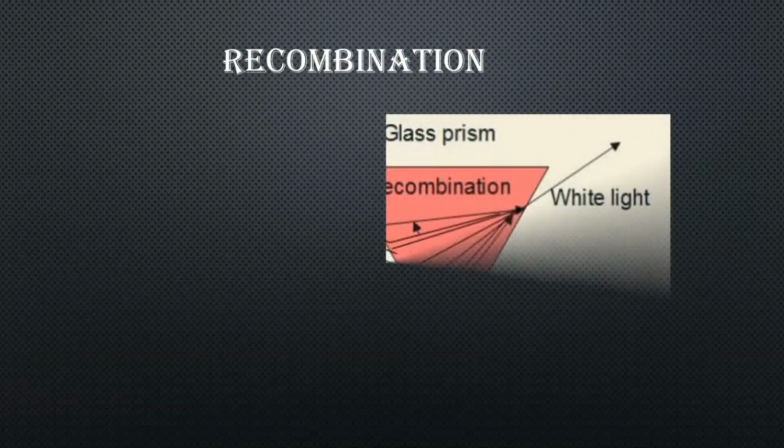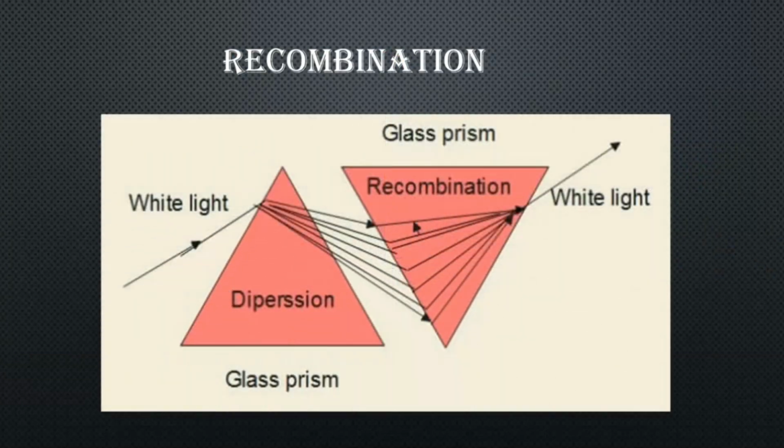Next, we should know about recombination. What do you mean by that? This experiment was carried out by Isaac Newton. When he first used the prism and incident white light on it, it got dispersed into different colors. So he thought that if he again incident the white light on a prism, he could get more colors. He used a second prism in front of the first prism in an inverted position. But unfortunately, the light dispersed by the first prism, when it entered the second prism, got recombined and emerged as white light.